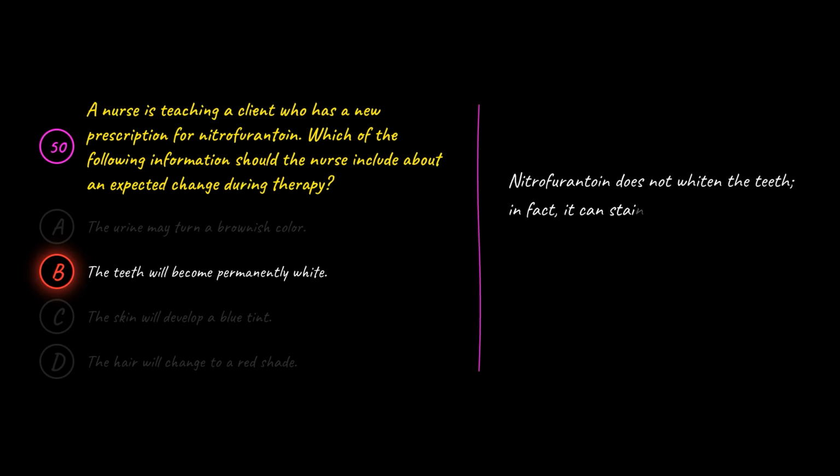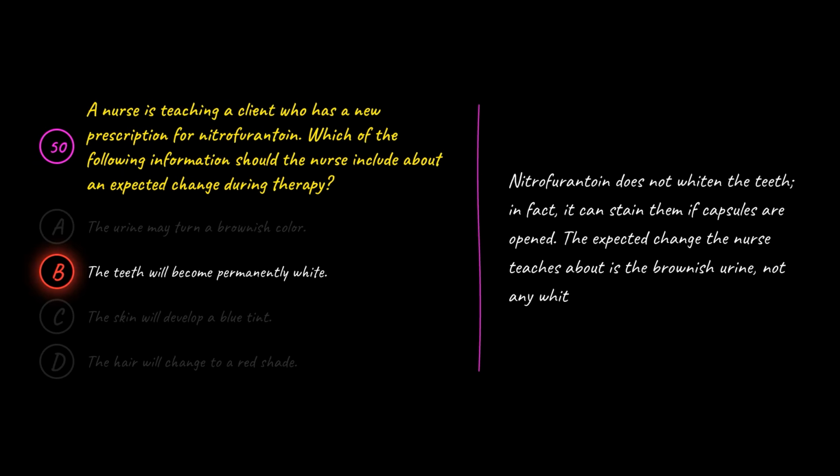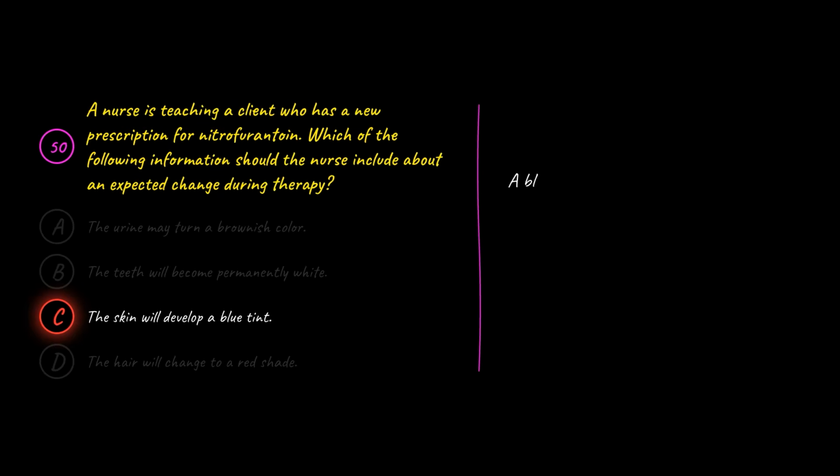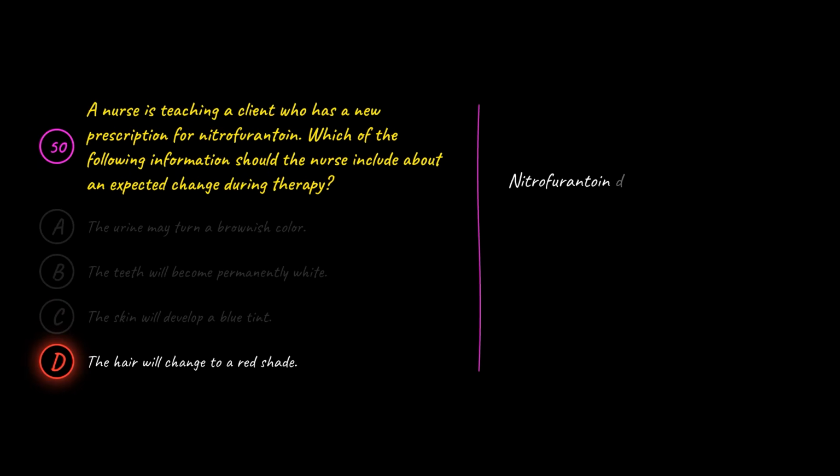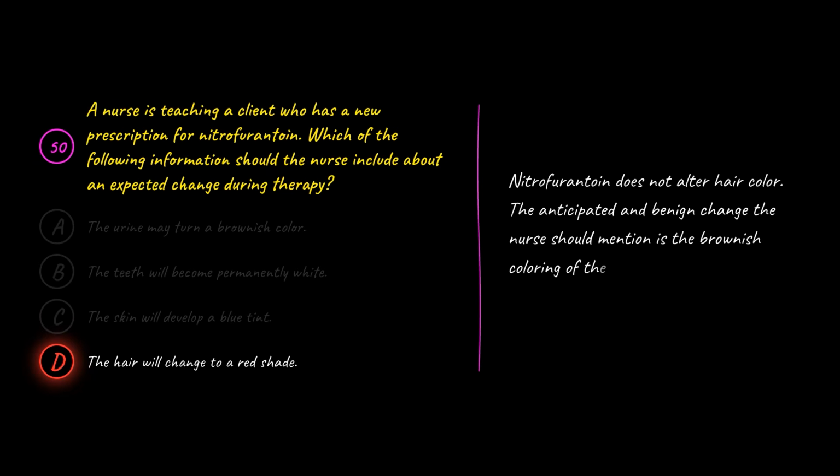In fact, it can stain them if capsules are opened. The expected change the nurse teaches about is the brownish urine, not any whitening of the teeth. C is wrong because a blue skin tint is not associated with nitrofurantoin and would suggest another problem such as poor oxygenation. The harmless expected effect of this drug is brown discoloration of the urine. D is wrong because nitrofurantoin does not alter hair color. The anticipated and benign change the nurse should mention is the brownish coloring of the urine, which clients may otherwise mistake for a sign of injury.